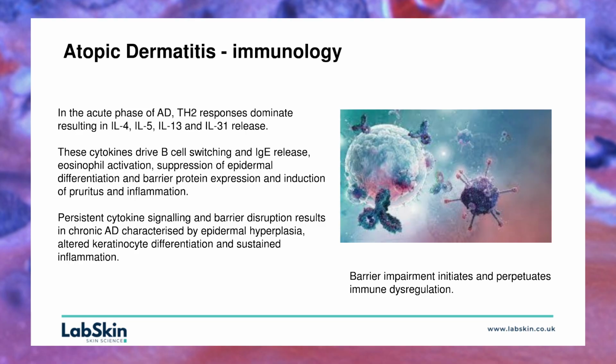In the acute phase of atopic dermatitis, Th2 responses dominate, resulting in elevation of IL-4, IL-5, IL-13 and IL-31. These cytokines drive B-cell switching and IgE release, eosinophil activation and suppression of epidermal differentiation and barrier protein expression, with induction of pruritus and inflammation. Persistent cytokine signalling and barrier disruption results in chronic atopic dermatitis, characterised by epidermal hyperplasia, altered keratinocyte differentiation and sustained inflammation. The barrier impairment initiates and perpetuates immune dysregulation.